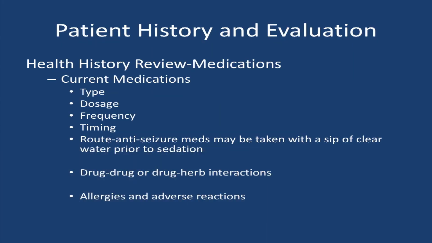Finally, the health history review and the medications. We want to know, are they taking any medications at the time? If so, what is the type? Is it an antihistamine? Is it an opioid? Is it an antibiotic? It's important to know what type it is. And then how much dosage? Are they taking it 3 times a day? Are they taking it 4 times a day? How often have they been taking it?